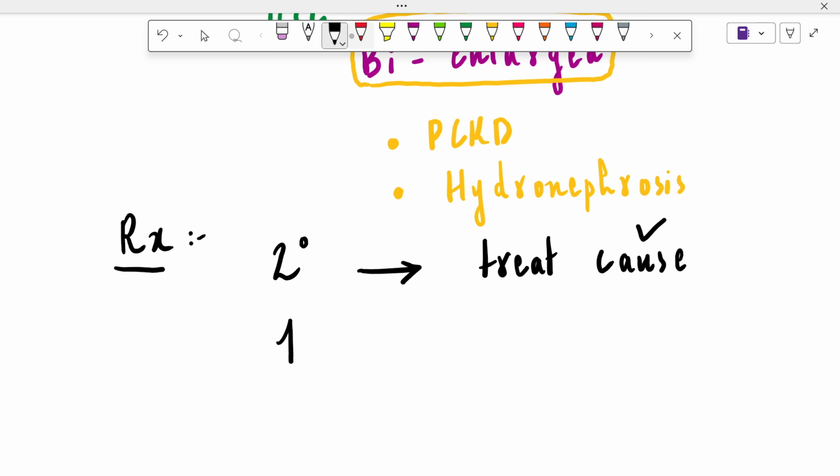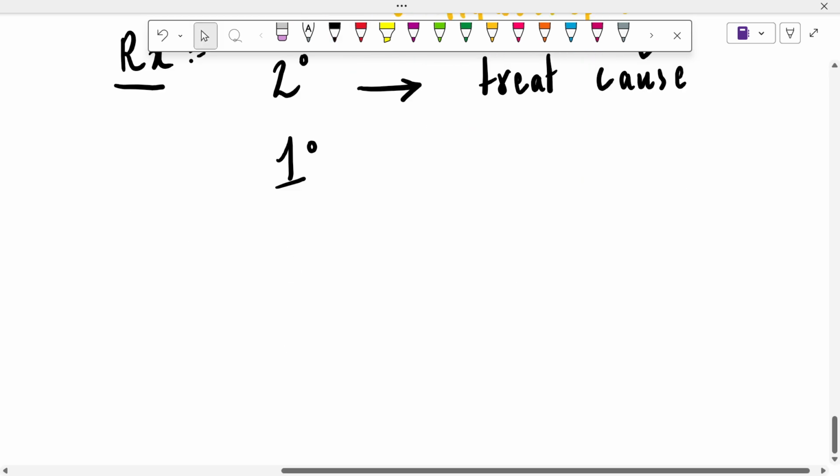But in case of primary, we have a very important list of drugs that can help to reduce the clinical symptoms. First of all, for hypertension, because as I've said, due to low GFR, the renin system will be activated, and it leads to hypertension, high renin hypertension.